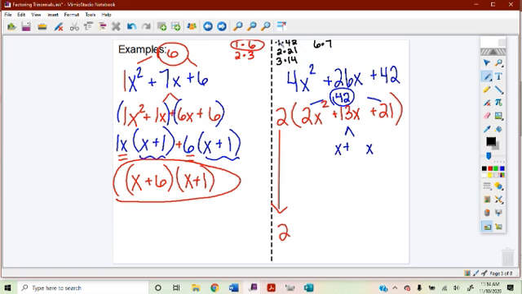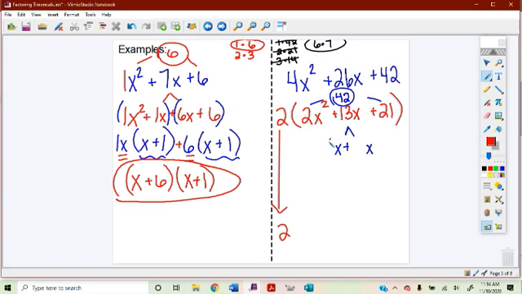Well, 1 plus 42 is not 13. 2 plus 21 is 23, so that's out. 3 plus 14 is 17. But 6 plus 7 is 13. So 6 and 7 are going to be the two numbers I split my 13 into.